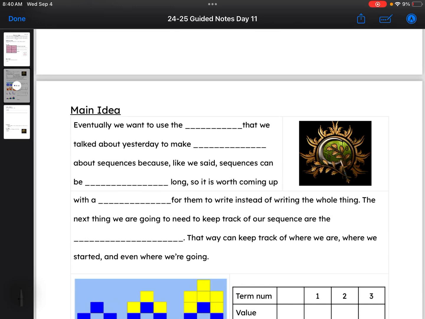Hello everyone. This is the main idea for day 11. Yesterday we talked about rate and how rate factored into equations and patterns and sequences.